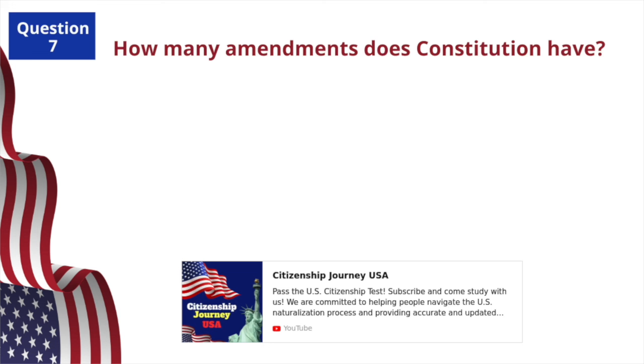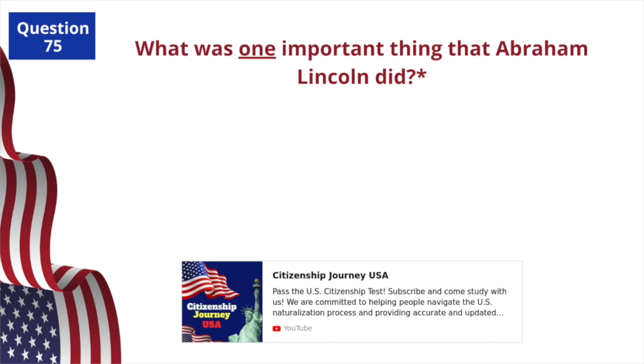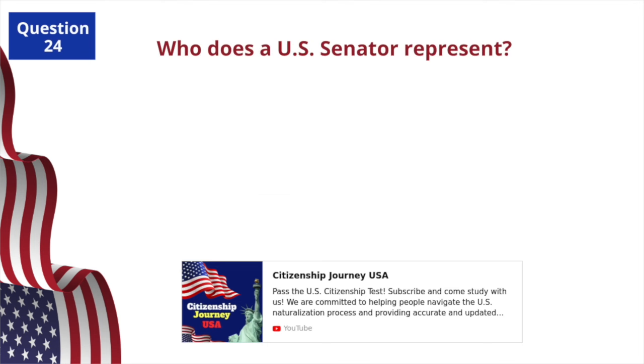How many amendments does the Constitution have? 27. What was one important thing that Abraham Lincoln did? Freed the slaves. Who does a U.S. senator represent? All people of the state.